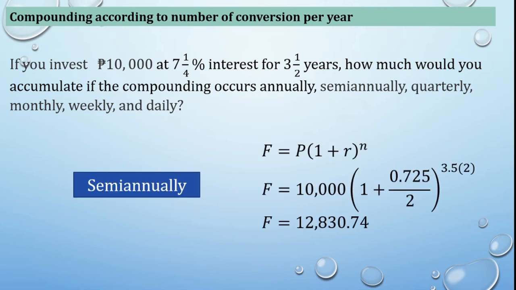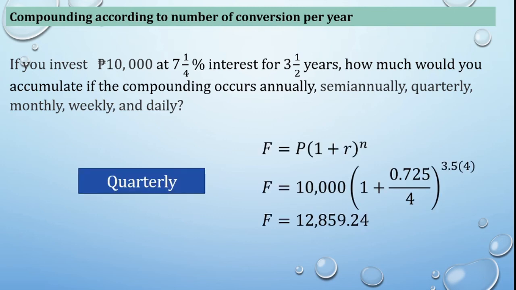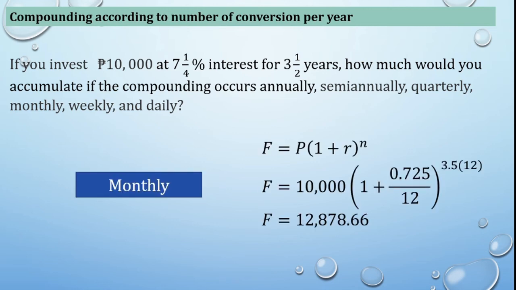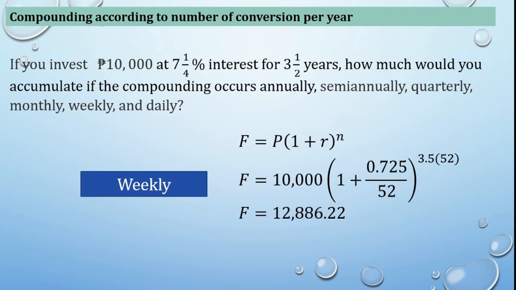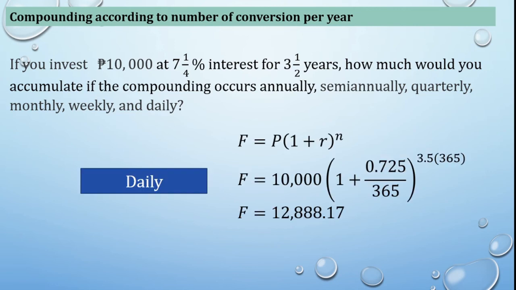For semi-annually, we have F is equal to 12,830.74. For quarterly, 12,859.24. For monthly, 12,878.66. For weekly, 12,886.22. For daily accumulation, we have 12,888.17.